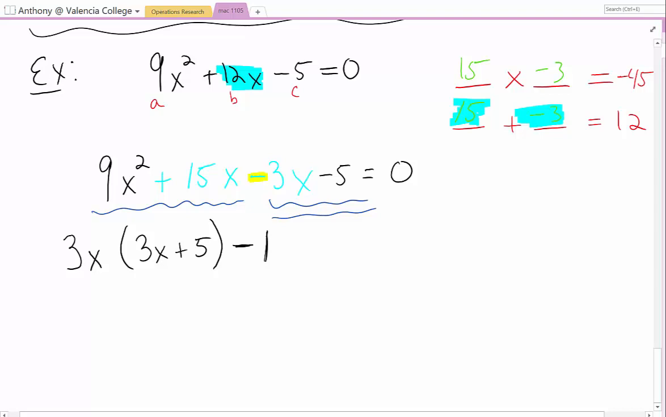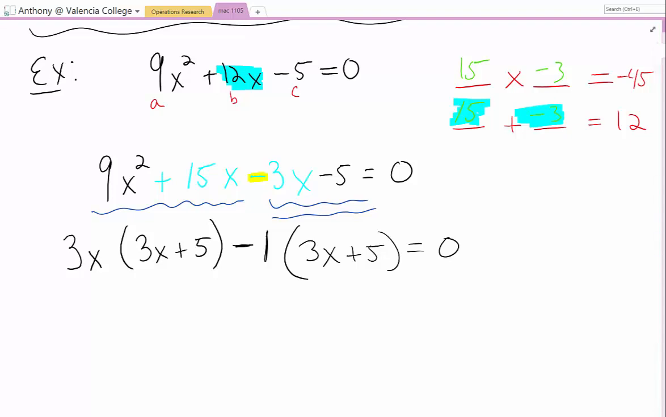If we factor out a negative 1 from a negative 3x and a negative 5, what does that leave us with? So negative 3x divided by negative 1 is a positive 3x. Negative 5 divided by negative 1 is a positive 5. And we set that equal to 0. And we are almost there. Here we go. So 3x times 3x plus 5, that's one term. The 1 times 3x plus 5, that's another term.